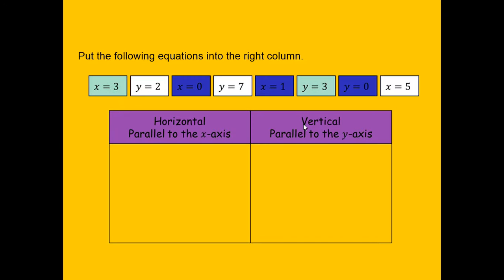Okay? Please pause the video. What I would like you to do is, for these straight line graph equations here, put the following equations into the right column. Are they horizontal or are they vertical? Please pause the video and have a go. Press play when you're ready to carry on.